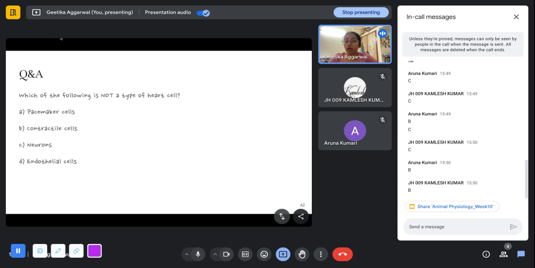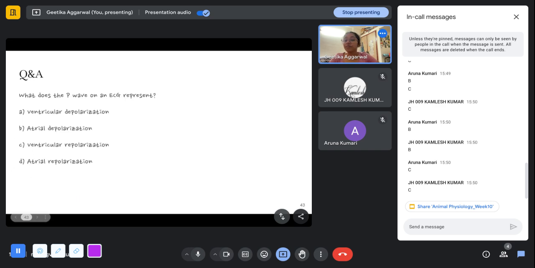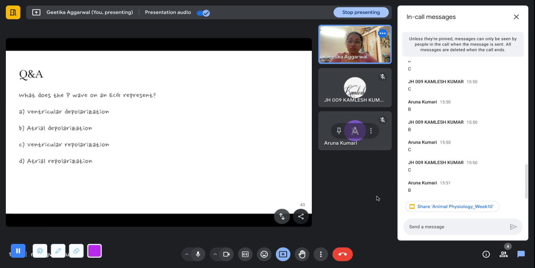Which of the following is not a type of the heart cells? Correct. So the correct answer to this is neurons. We heard that there are pacemaker cells, there are these contractile cells which lead to contraction, endothelial cells in the blood vessels, but neurons. Sorry, the answer here is incorrect. But neurons is the correct answer. They are not a type of the heart cell. What does the P wave on an ECG represent? Correct. It's the atrial depolarization.